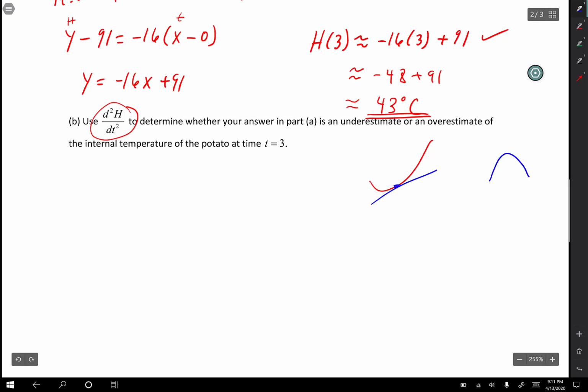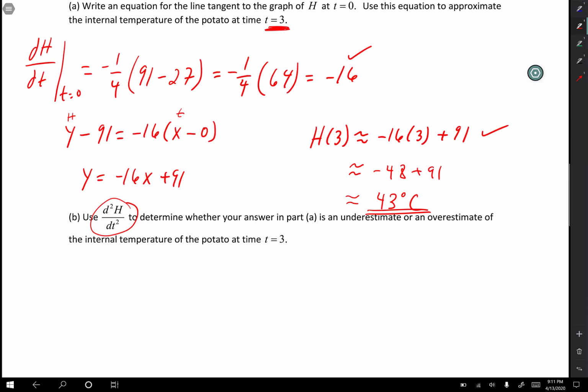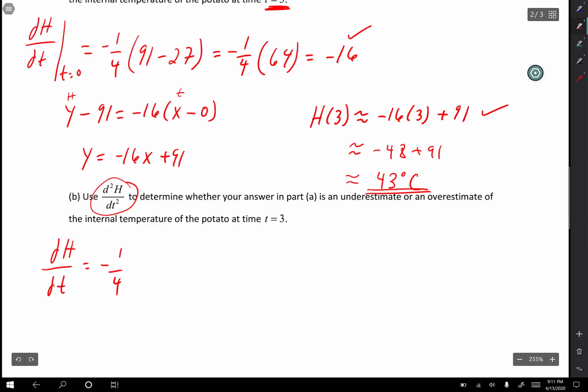If you're concave down and you have a tangent line, your approximation is going to be an overestimate because the curve lies below your tangent line. So hopefully that makes sense to you guys of why we're using the second derivative to determine whether it's an under or over. So we're going to let the concavity tell us what's going to happen, guys. So here we go. I know what my first derivative is. Okay, let me write it. dH dt is equal to negative 1/4 times (h minus 27).